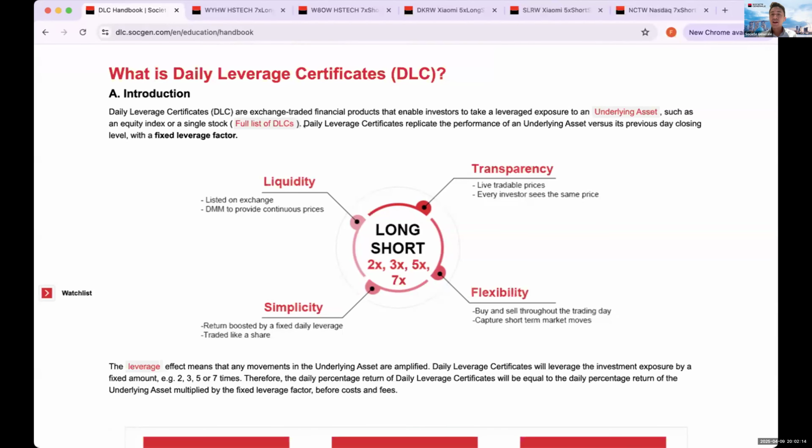All right, so the DLC is an instrument that tracks an underlying asset, whether it's an index or a single stock. We have over 200 DLCs listed on the SGX securities market, and they track a wide range of Singapore, Hong Kong, and US indices and single stocks. The DLCs are a fixed leverage instrument in terms of their payoff. It gives you that 2 times, 3 times, 5 times, or even 7 times fixed leverage performance on the underlying asset's daily percentage performance.